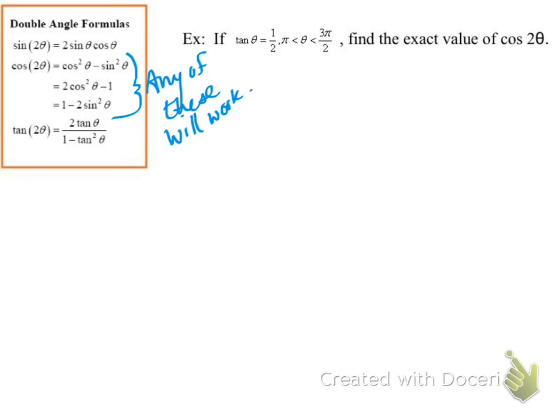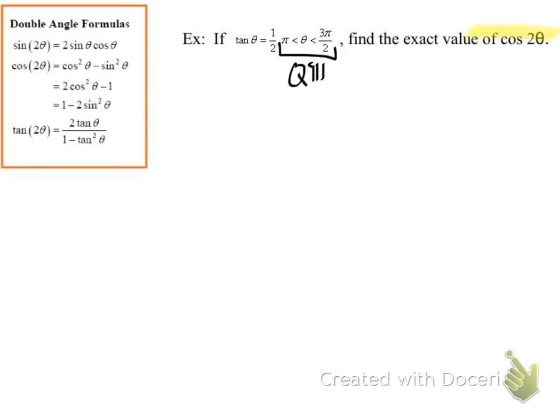So now we're finding the exact value. It doesn't matter which formula we use, but let's start with drawing our picture again. We're drawing our picture in quadrant 3 because theta is sandwiched between pi and 3 pi over 2. Again, I draw the picture and find the missing side using the Pythagorean identity, but I don't want to forget that because I'm in quadrant 3, x and y are both negative. That's why it's important to draw the picture.